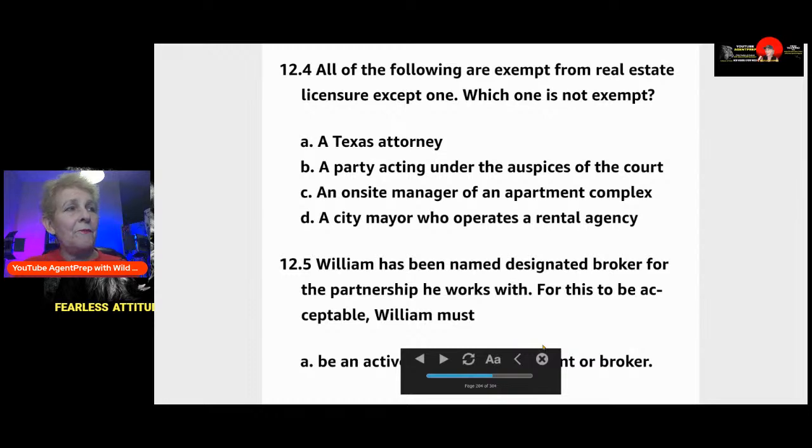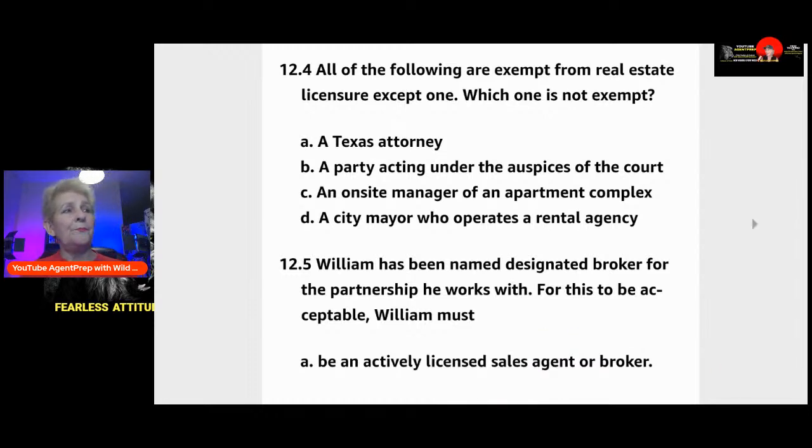All right, number 4. All of the following are exempt from real estate licensure except one. So 3 statements are exempt from having to have a license, except for one of them. Which one is not exempt? So which one requires that they have a license?